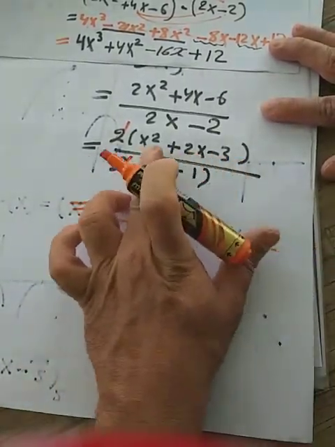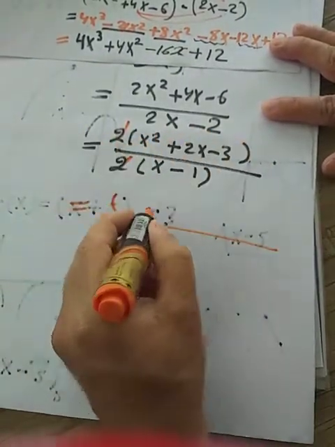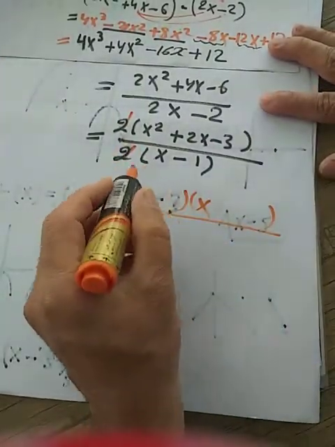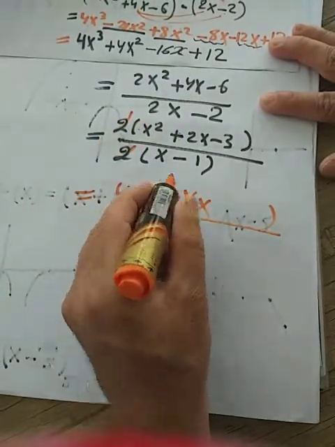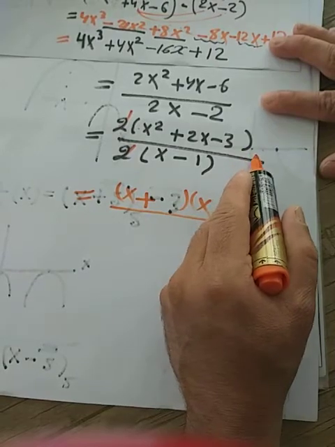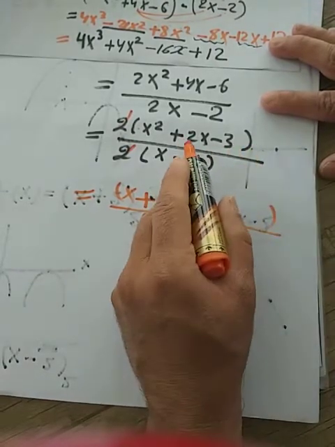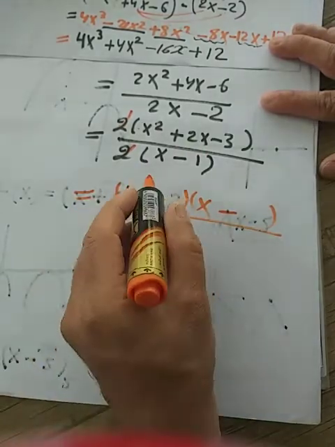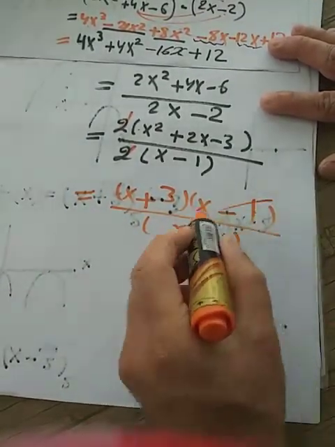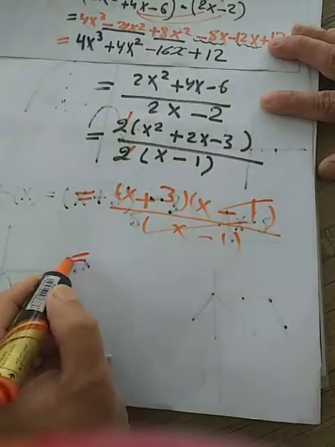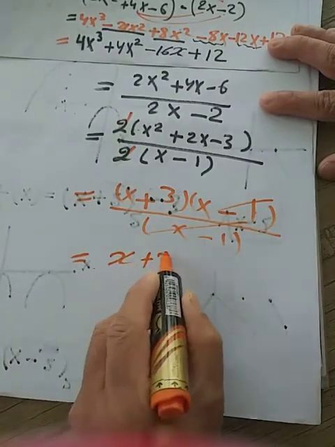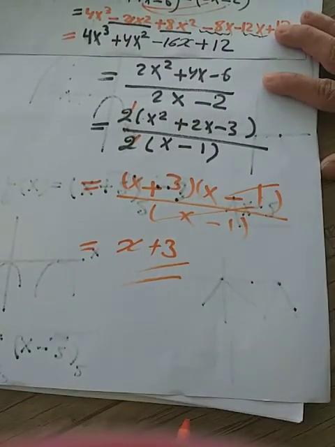Why? Because we can factorize this one by testing x. Positive times positive, positive, positive times negative, negative. Think about 3. Give me 2 numbers. Multiply there is equal to 3 and the subtraction is 2. And we have 3 and 1. And in denominator we have x minus 1. Simplify, reduce, then the final answer is x plus 3. Okay.